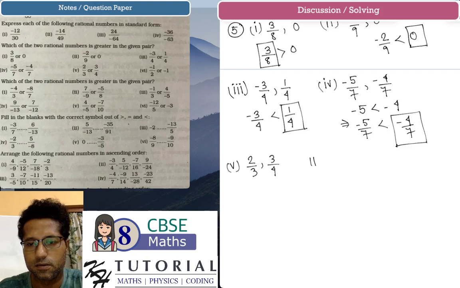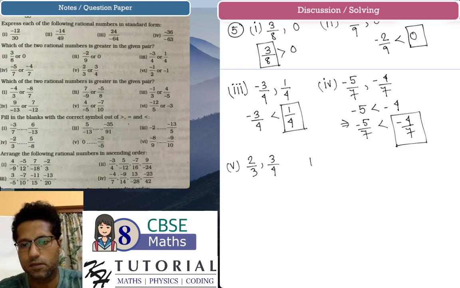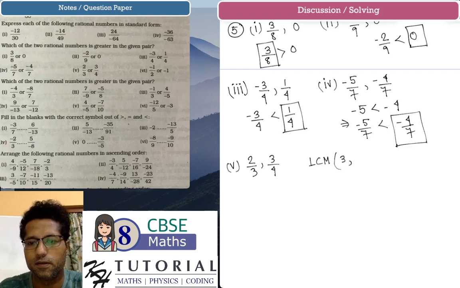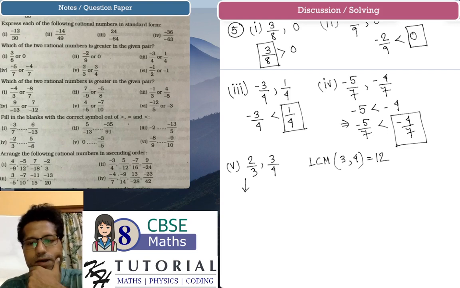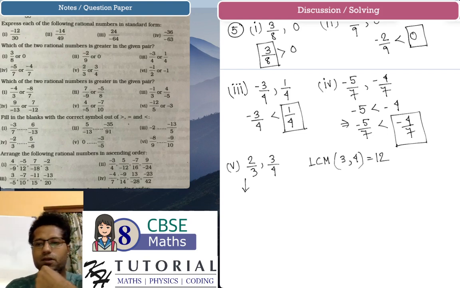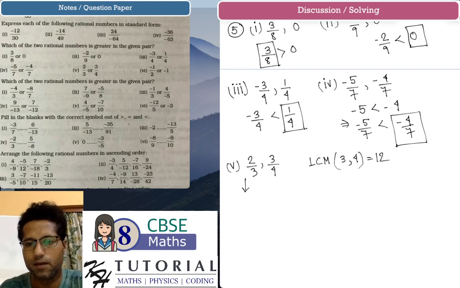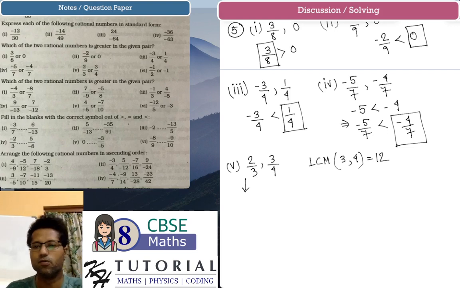So in this case the denominators are 3 and 4. So the LCM of 3 and 4 is equal to 12. So we have to convert both these rational numbers so that they have denominator 12. Now how do we convert 2 by 3 to an equivalent rational number so that the denominator will be 12? We will have to multiply both the numerator and the denominator by 4. Why?